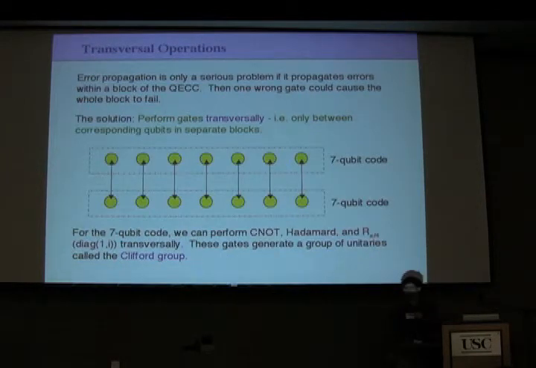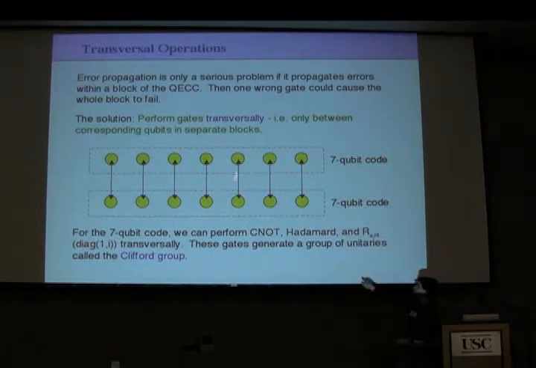So how do we arrange that? Well, in general, we're going to arrange that by using transversal operations. So the idea of a transversal operation is that we interact only the ith qubit of one block of the code with the ith qubit of another block. So for instance, here, if we have two blocks of the 7-qubit code, we can do controlled NOTs from the first qubit to the first qubit, second qubit of the first block to the second qubit of the second block, and so on. Okay? And look what happens then.